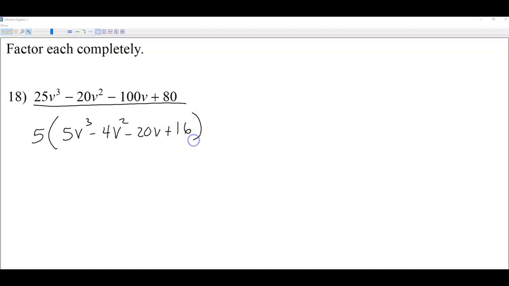Let's do another one like that. Do we have any GCFs? I think all of those can be divided by 5, so we'll take out a 5 here. So this one does have a GCF. Next, we're going to go ahead and do our box method here.